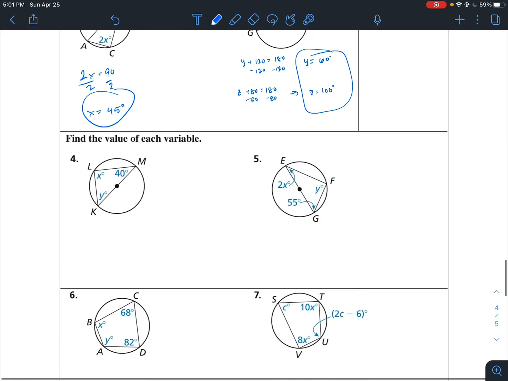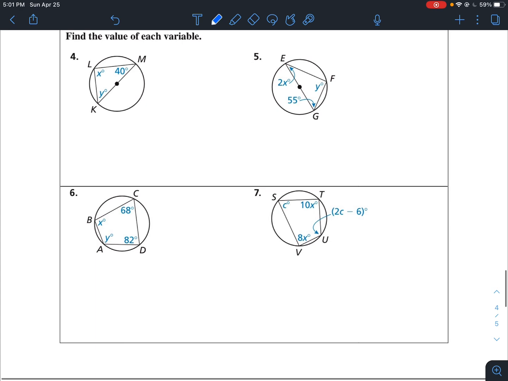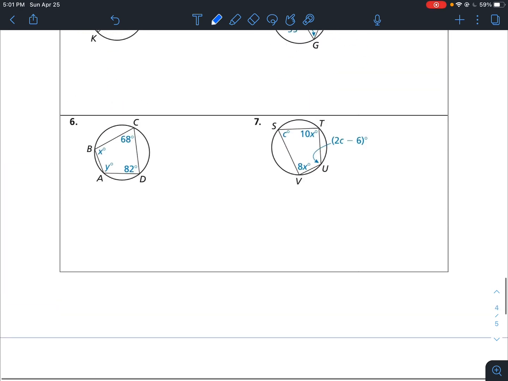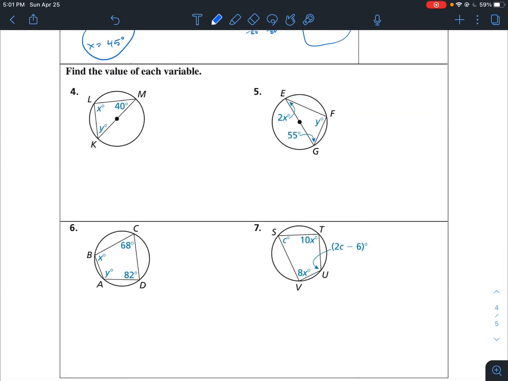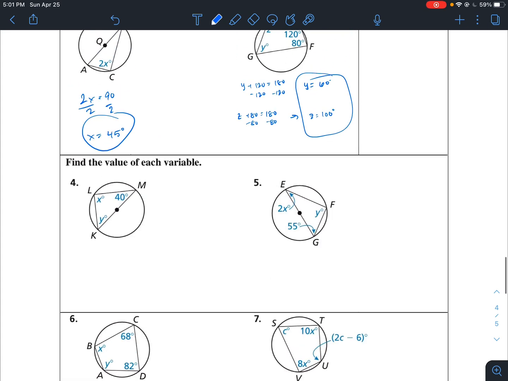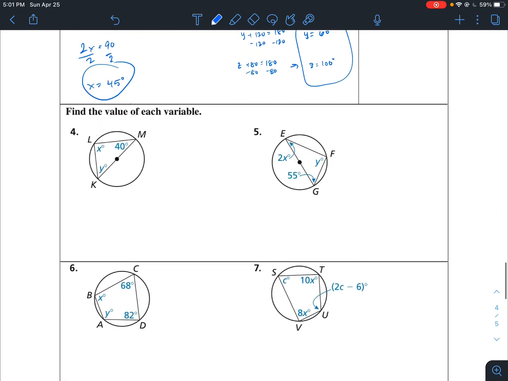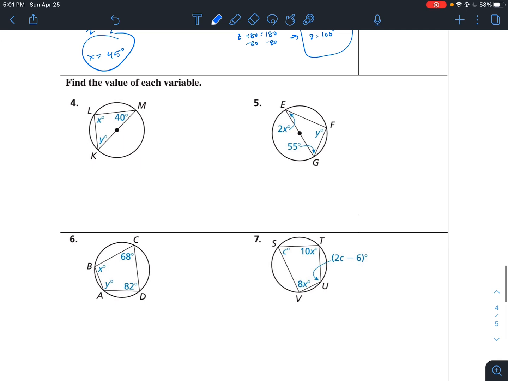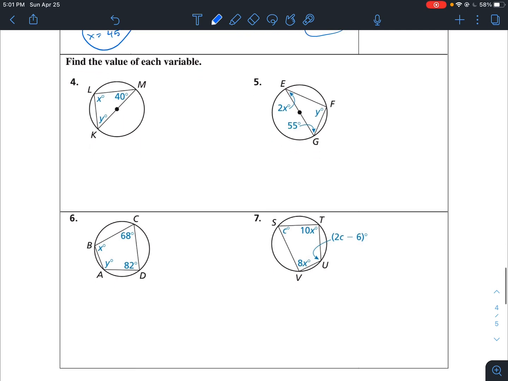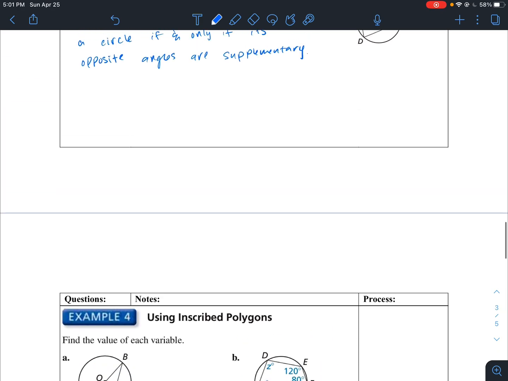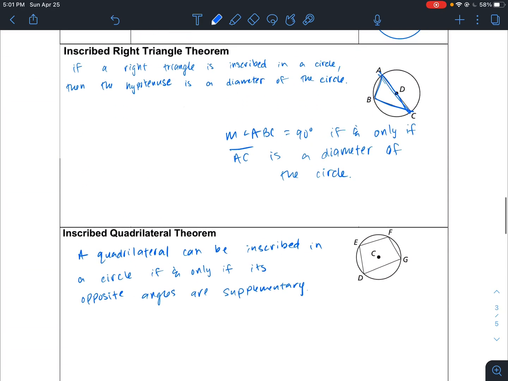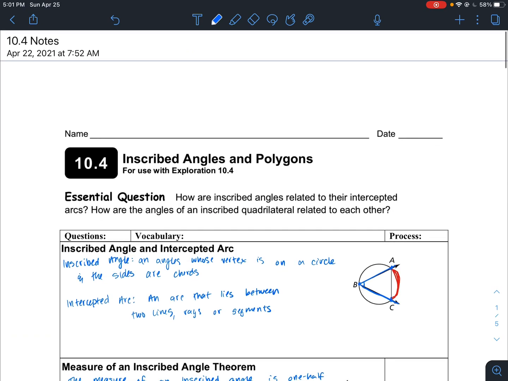Okay, and that should pretty much do it. For these notes, here are some extra problems I encourage you to go over on your own. Set it up the same way I did here. You might need to do a little bit more math, but probably not that much. Just find the value of each variable stated in each example, using these two theorems that we know right here. Alright, that should do it for 10.4. Make sure to go to 10.5 for just one more concept.